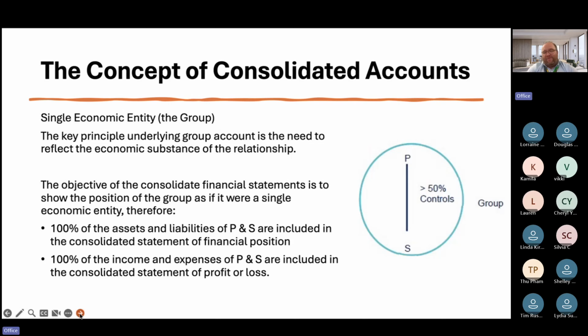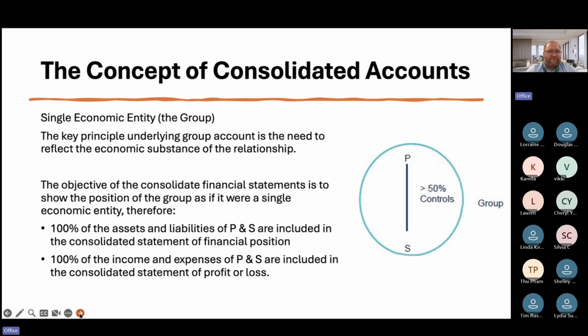Now, if I left it there, everyone would think this is really easy. Let's just add them up. Let's just take the statement for P, take the statement for S, and add them together, and job's done. Well, sort of, but not quite. There's a little bit more to it than that, which we will show as we get into slightly more detail.